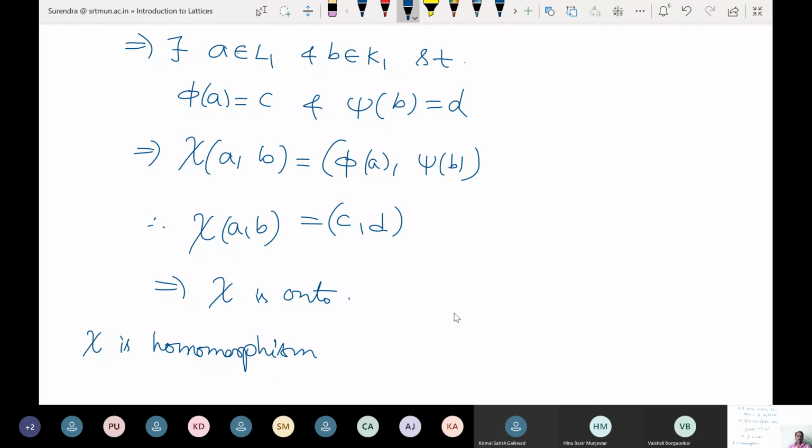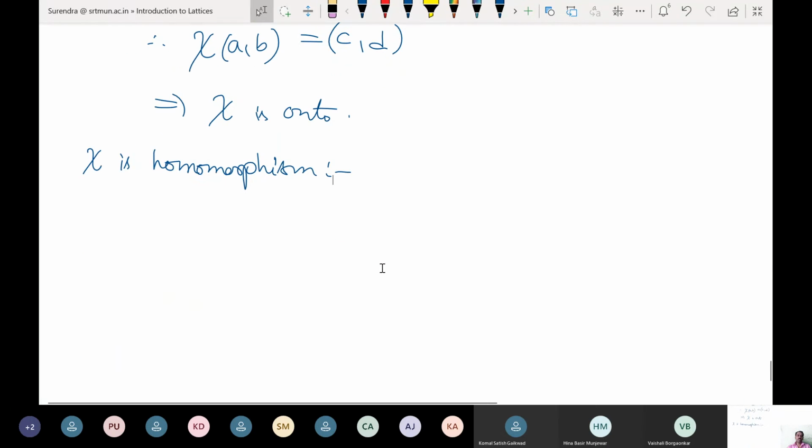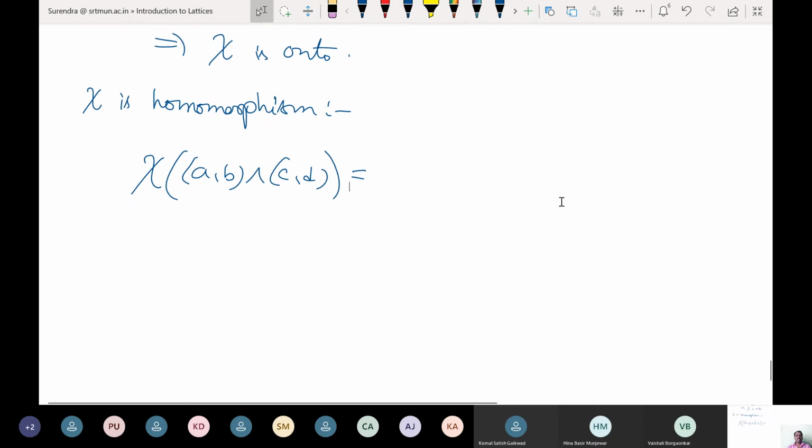So why is chi a homomorphism? With respect to meet and join, we want to check. Take any two elements, chi of (A, B) and (C, D), and try to take their meet. First, internally, how is meet defined? The meet of these two is nothing but the coordinate-wise meet, right? So therefore you will get this.